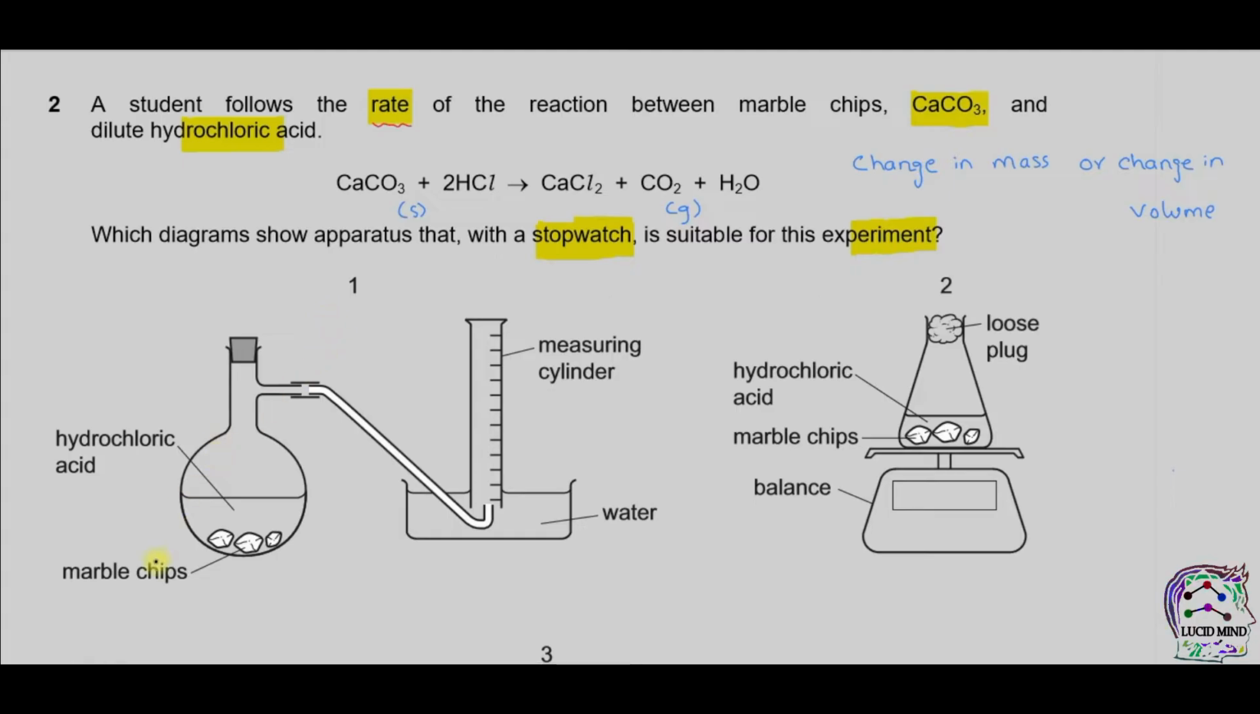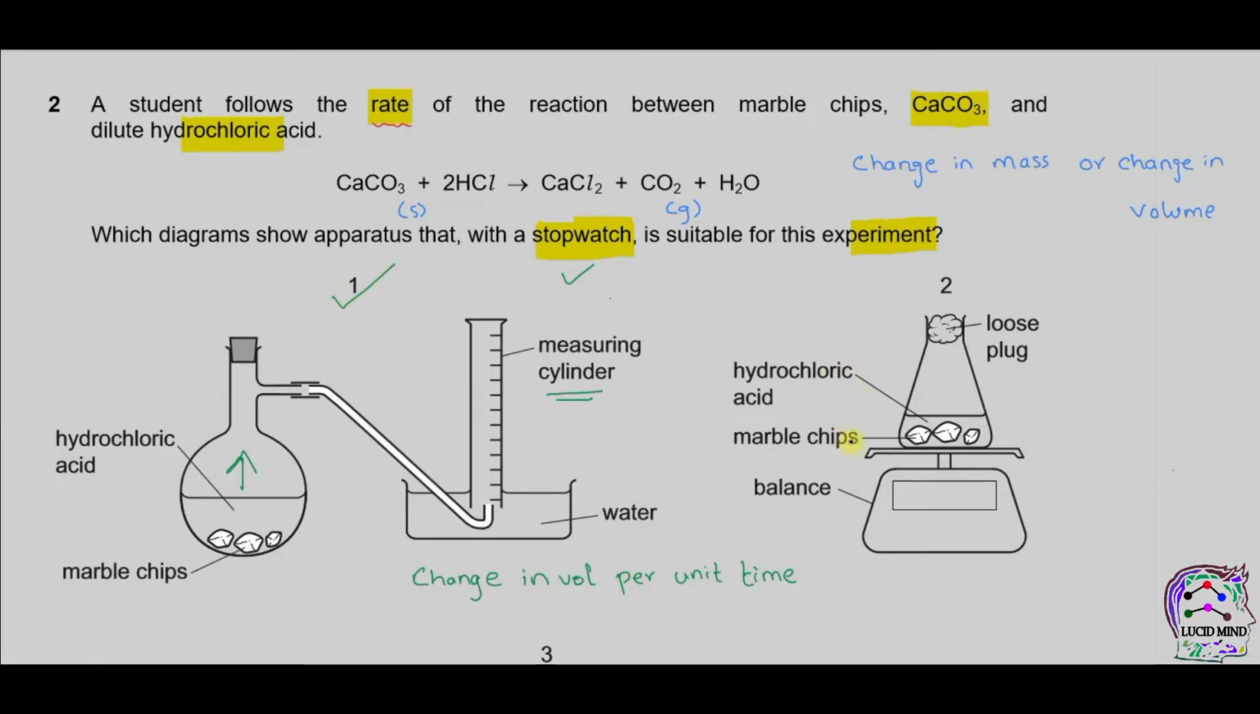In first experiment we can see we have marble chips which is calcium carbonate. It reacts with hydrochloric acid. Now gas is formed and this gas is collected using measuring cylinder. We also have a stopwatch in each experiment, so therefore we can measure the change in volume per unit time or volume of gas produced per unit time. This will give us the rate of the reaction, so therefore experiment 1 is correct.